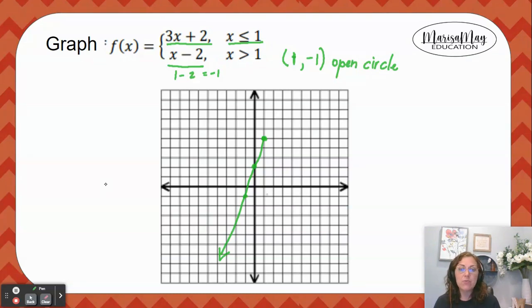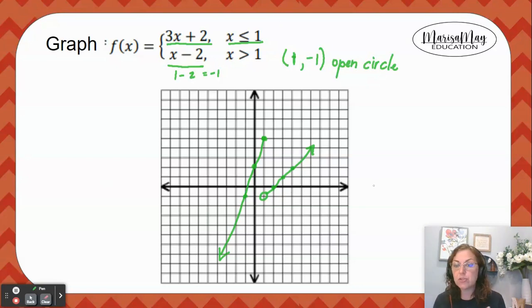So at 1, negative 1, I'm going to draw an open circle, and then I'm going to graph the rest of this second piece, which has a slope of 1. And I'm going to graph it to the right. Up 1, right 1. Up 1, right 1. You can keep going, right? But you can draw your line to the right of 1. Again, forgive me not having a straight edge here. And draw your arrow. This is the graph of your piecewise function.